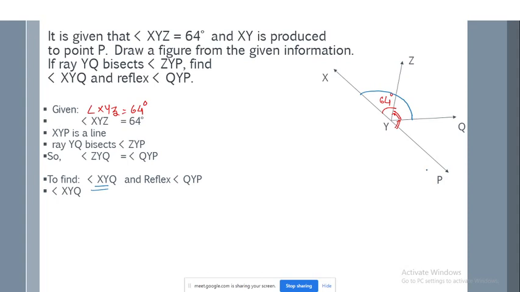And this angle ZYP is nothing but the sum of angle ZYQ and angle QYP. Why is that? They are adjacent angles, so we can say it like that.